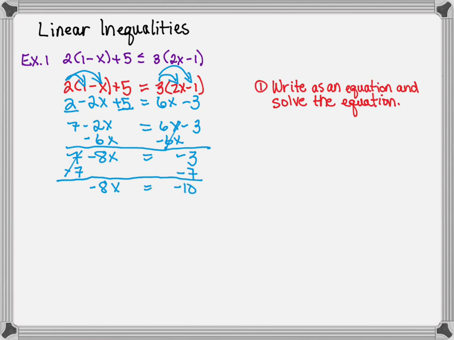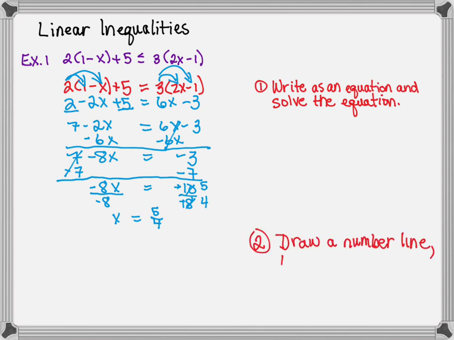We almost have x by itself, so let's now divide both sides by negative 8. So we're dividing a negative by a negative. The negatives cancel and they become positive. And I can also cancel 2's out of 10 and 8. So 10 divided by 2 is 5. 8 divided by 2 is 4. So x equals 5/4.